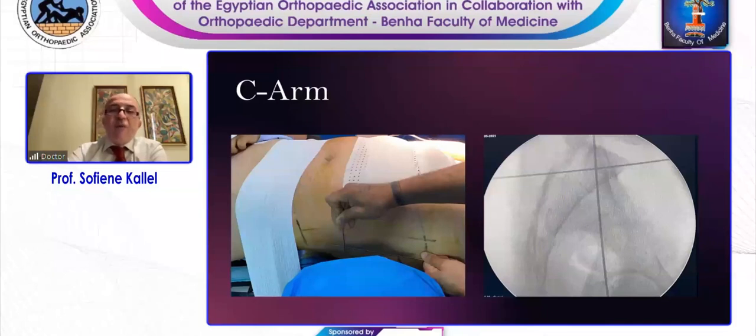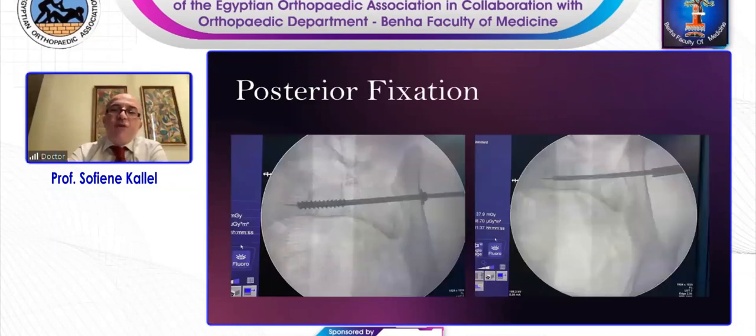The most classic one is where you use two K wires, AP and lateral view. The vertical K wire you see here is almost the axis of the femur, and the second one goes through the first sacral vertebra. Next. Then you put your K wire, and then you fix with the screw. Next.